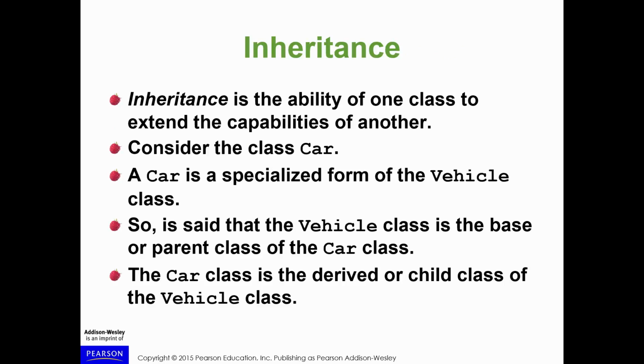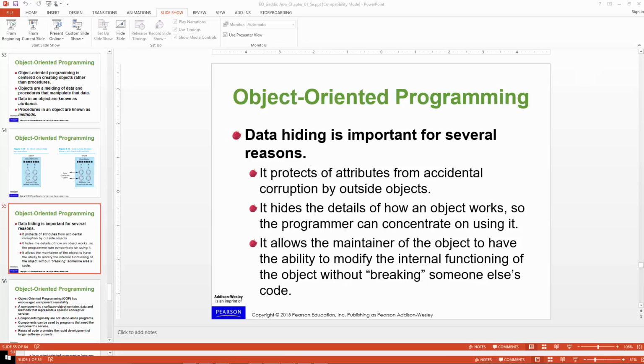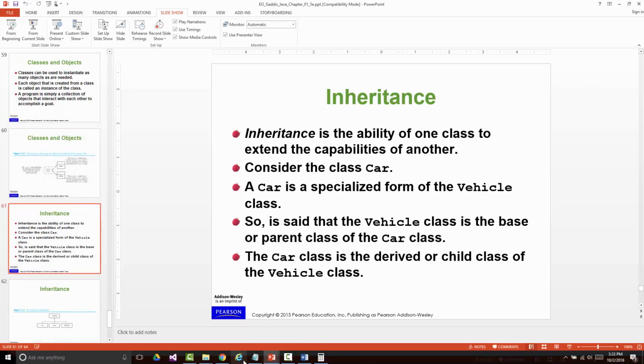In a much later chapter, we'll talk about inheritance. As it says, it's the ability of one class to extend the capabilities of another. And they say, consider a car. A car is a type of vehicle. So I could sit there and type in something like this. This isn't a great example, but it's the one I'm going to use.